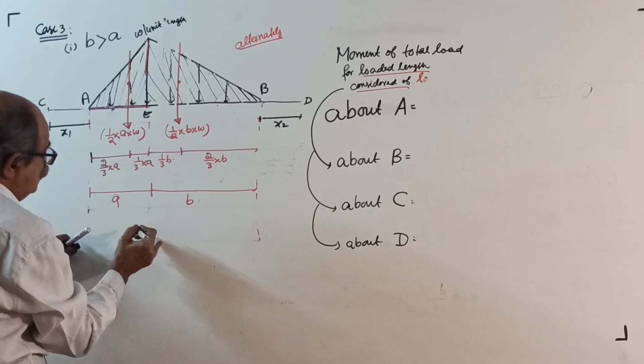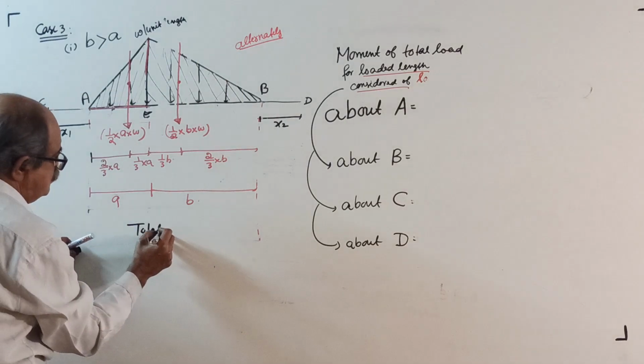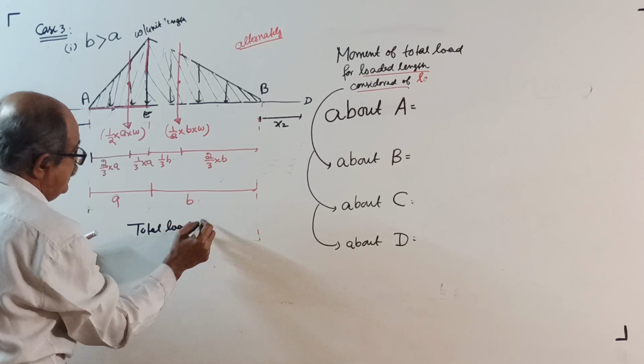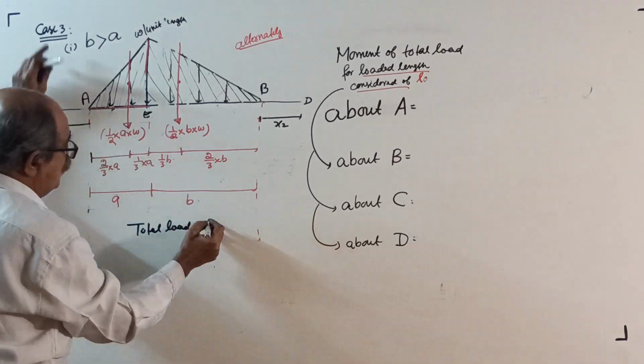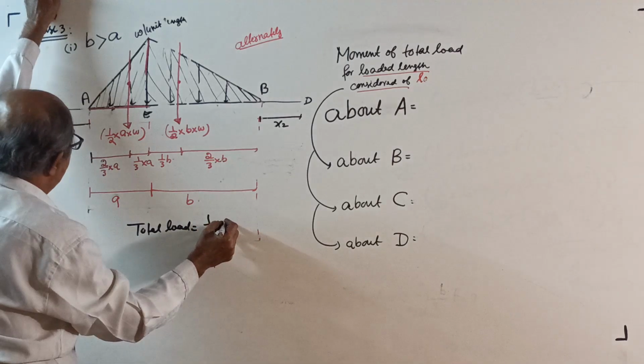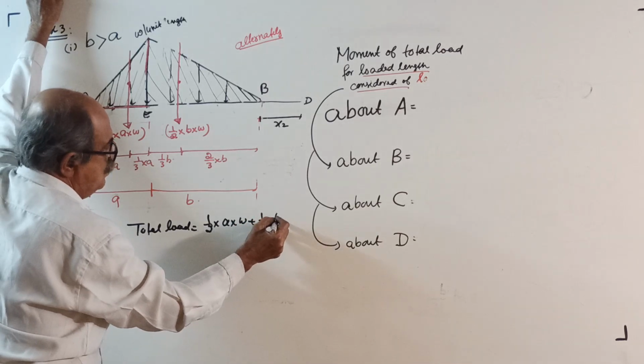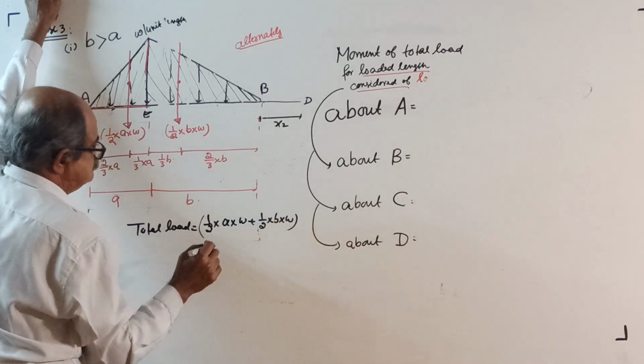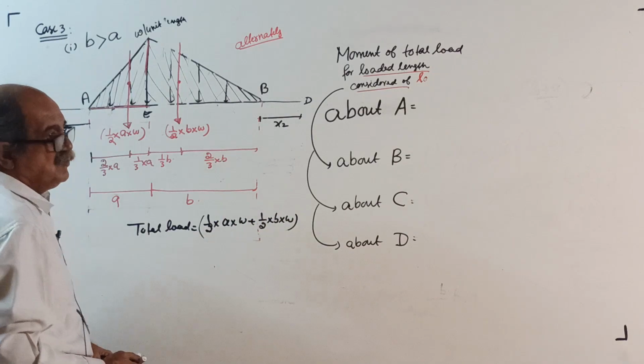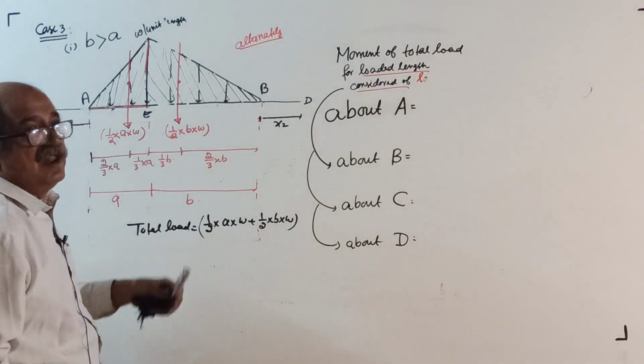After writing all these, now total load equal to this load plus this load. So now the total load for the entire length of L naught equal to half into A into W plus half into B into W. Or actually it is nothing but half into L naught and W only.